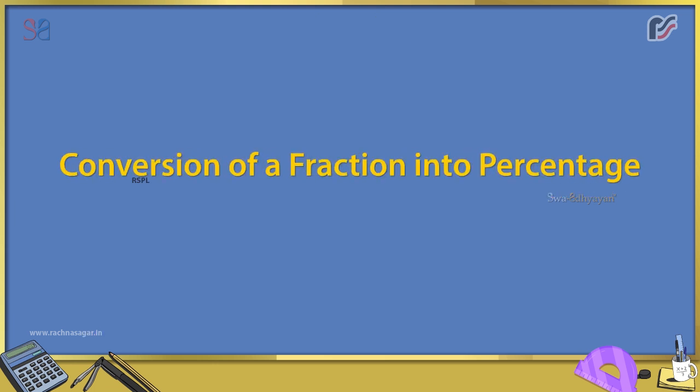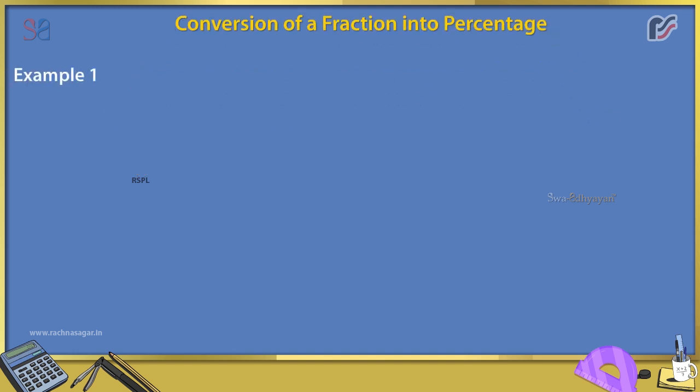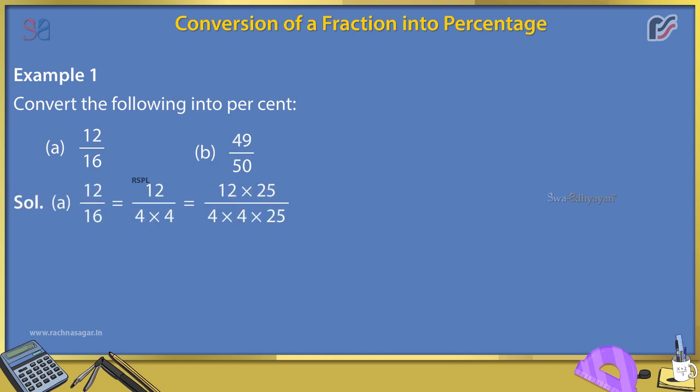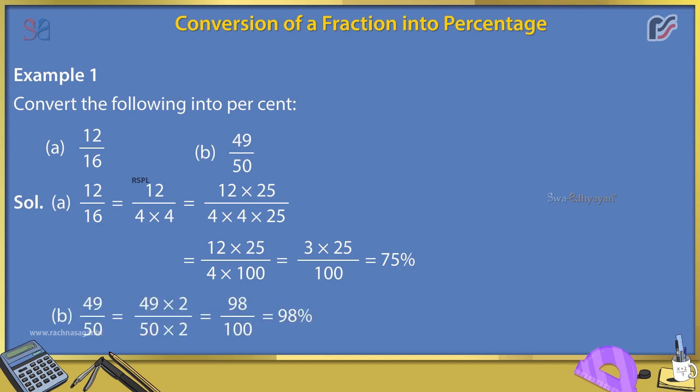Conversion of a fraction into percentage. Example 1. Convert the following into percent. A. 12 by 16. B. 49 by 50. Solution. A. 12 by 16 is equal to 12 by 4 into 4, which is equal to 12 into 25 by 4 into 4 into 25, which is equal to 12 into 25 by 4 into 100, which is equal to 3 into 25 by 100, which is equal to 75%. B. 49 by 50 is equal to 49 into 2 by 50 into 2, which is equal to 98 by 100, which is equal to 98%.